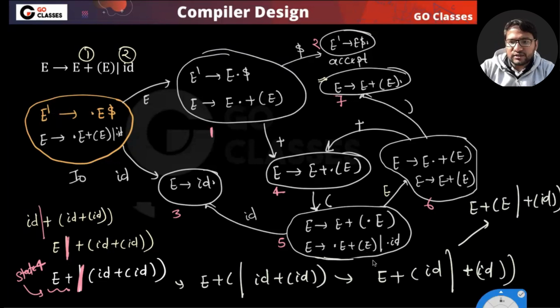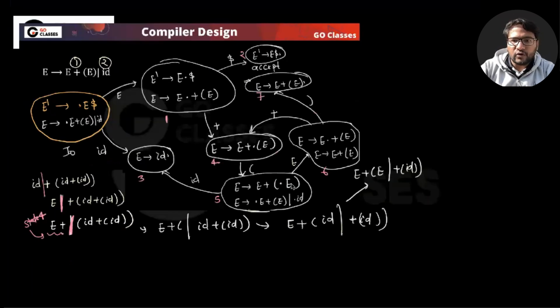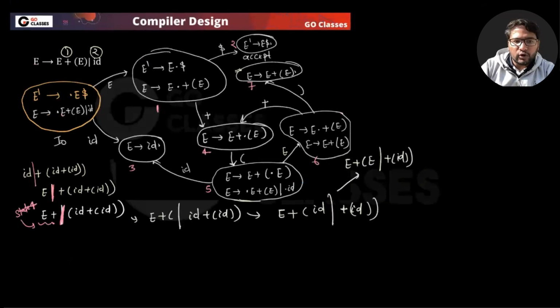So let's just quickly finish this particular example. Okay, so here is state number 6. Then what will you do? You will again do the shift, which means E plus, this is E, and then you will again do the shift.